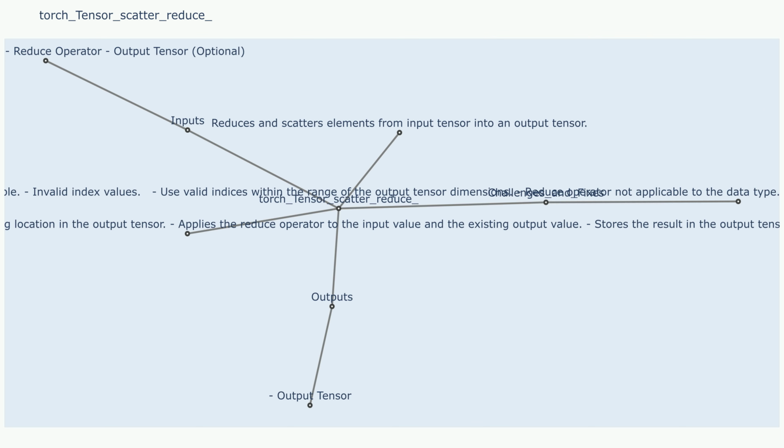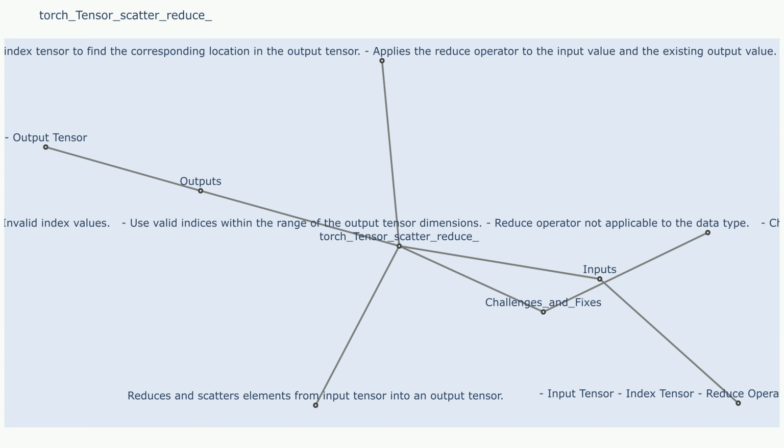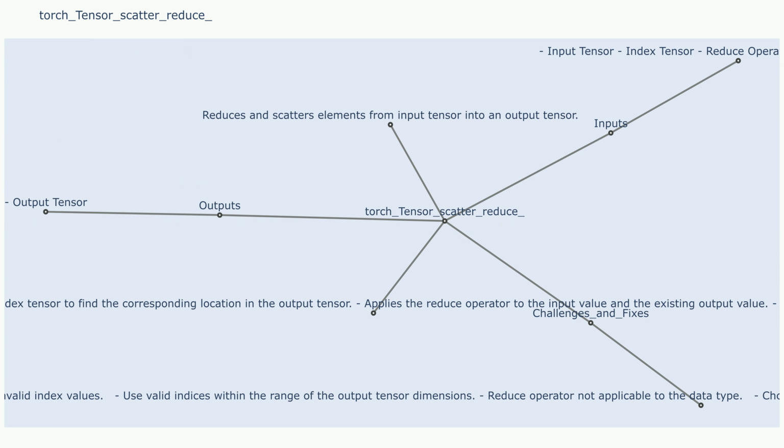Torch tensor scatter reduce. Description: the scatter reduce function in PyTorch is a powerful operation that allows you to combine elements of a tensor based on a set of indices, performing a reduction operation like sum, mean, or product along the way. It's particularly useful for aggregating data from various sources into a single destination tensor.